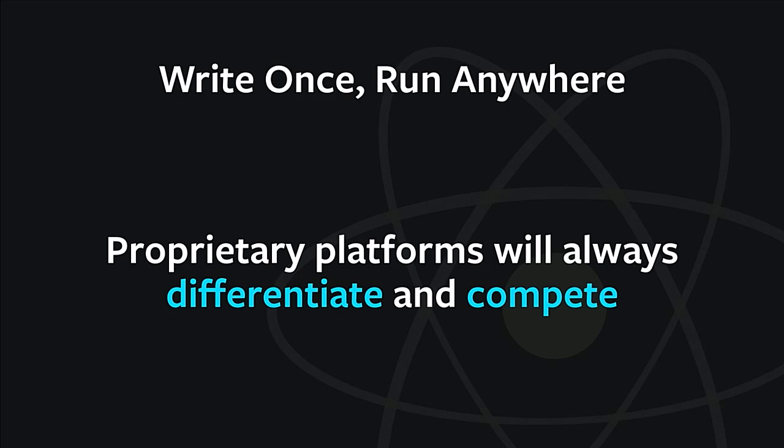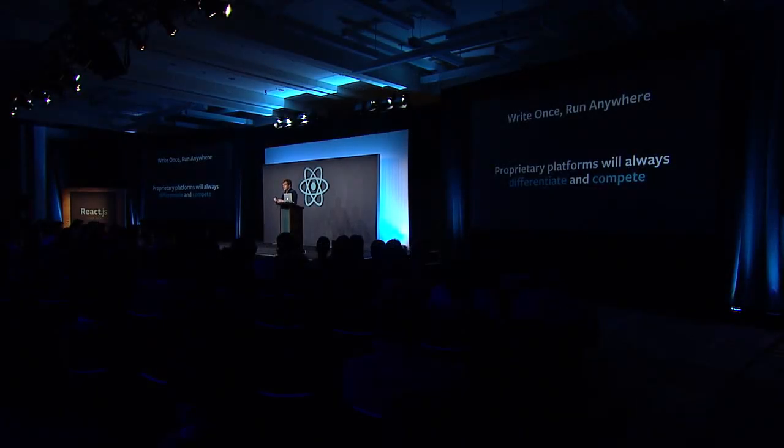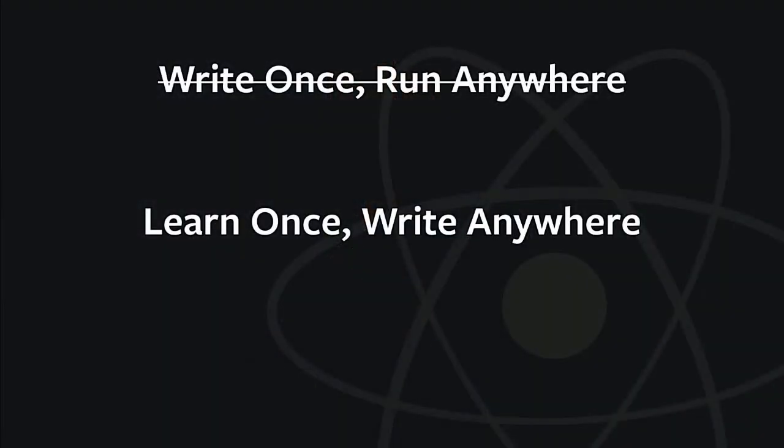The proprietary platforms that we build on will always and forever differentiate and compete, right? Android, iOS, Windows Mobile, and all the rest of them are competing viciously for market share and users. That means they're going to build different stuff. And if you want to deliver native experiences, you need to not have write once, run anywhere, right? You're going to need to write platform-specific code. And so we kind of coined this phrase, learn once, write anywhere, but I actually don't think that captured the subtlety of what we're doing.